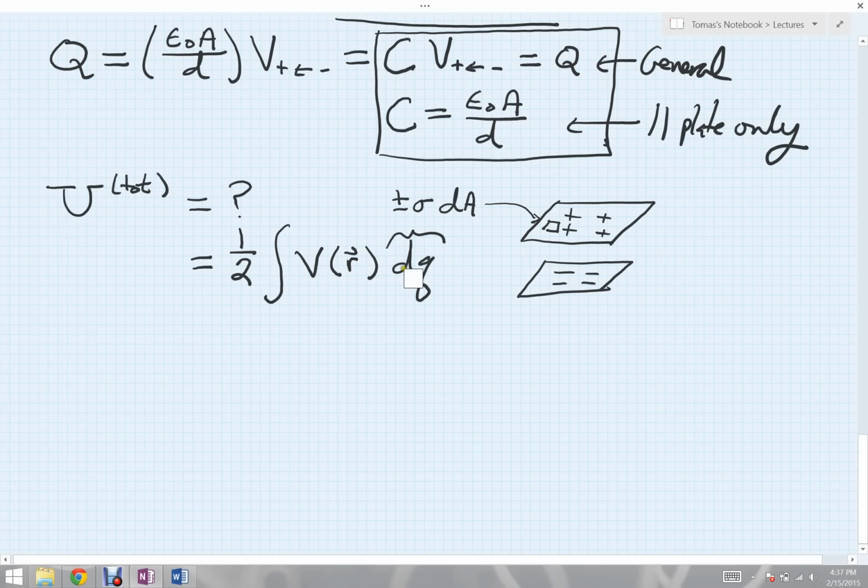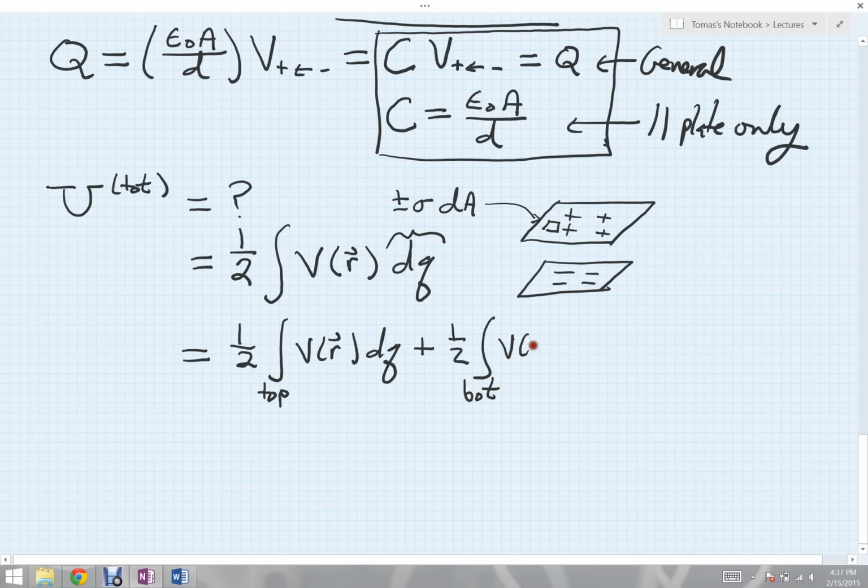So let's now carry out this integral and see what we have for our total energy. Now, as we perform this integral, notice this sum is over all charges in our system. This integral or sum is over both the top plate and the bottom plate. So we're going to have two terms. There's going to be an integral over the top of the potential at the top plate times dq, or sigma dA, plus there will be an integral over the bottom plate of the potential that we have at the bottom plate, dq.